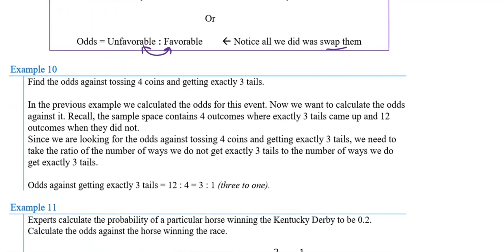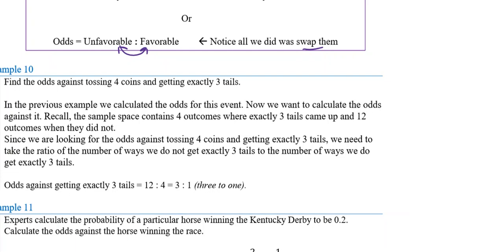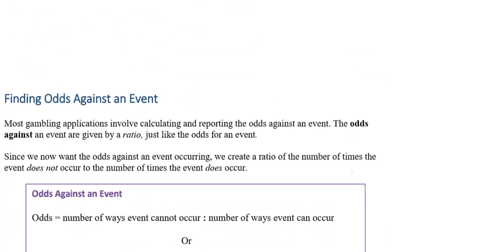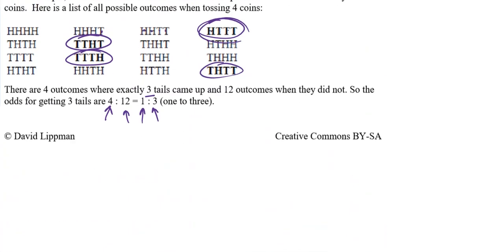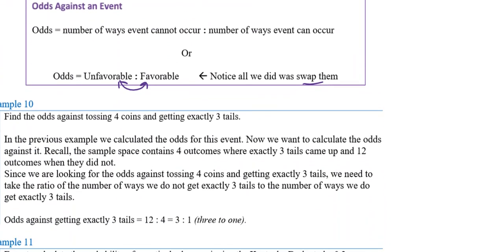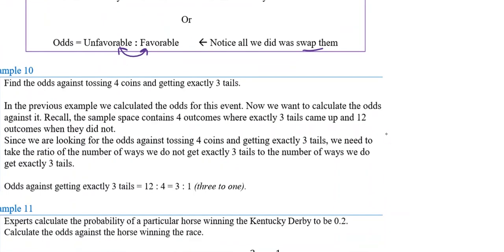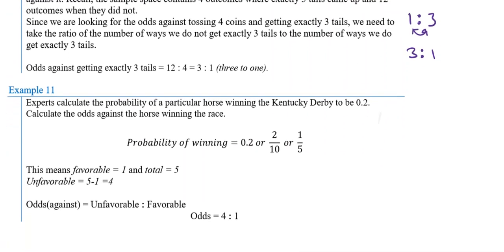So if we look at our example from the last one, it says find the odds against tossing 4 coins and getting exactly 3 tails. Remember in the last one, what did we say? That ended up being 1 to 3 odds for getting exactly 3 tails. So if I want the odds against having 3 tails, that's as simple as just swapping those two. That would be 3 to 1. Easy as that.